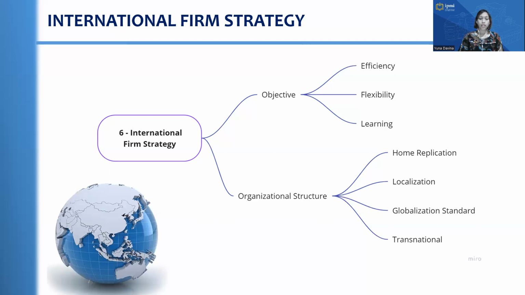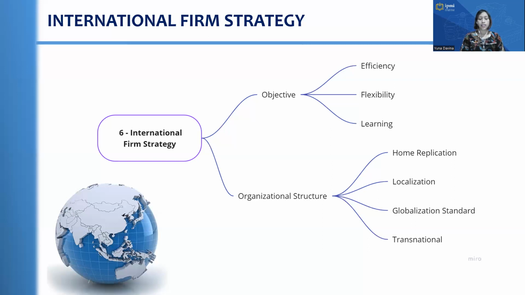Now, there are strategies in terms of organizational structure for the international firm. Home replication is when the firm uses the competitive approach it developed in its home market to enter the international market. An example of this is Toys R Us. The localization strategy is when the firm develops separate operating subsidiaries, each of which develops products to meet the specific needs of the international market it serves.